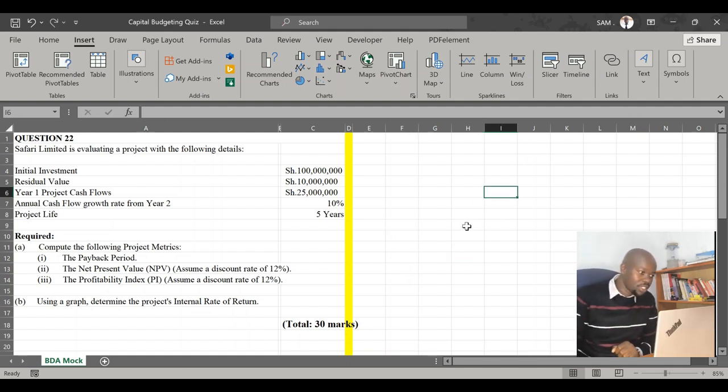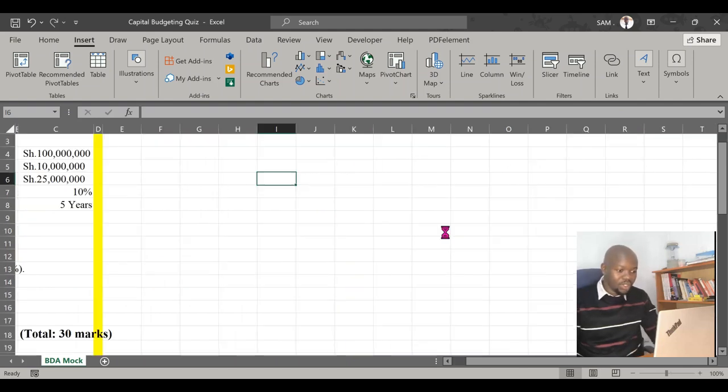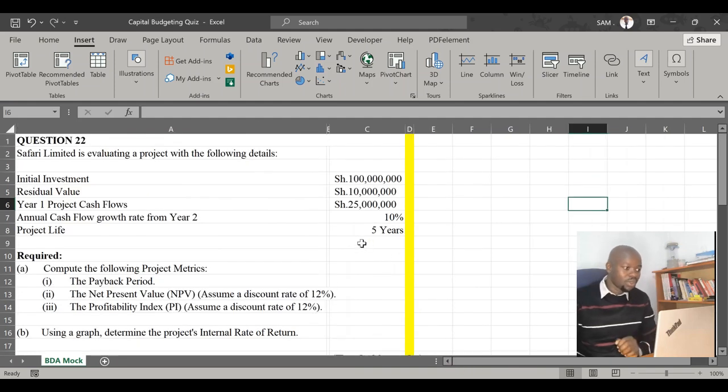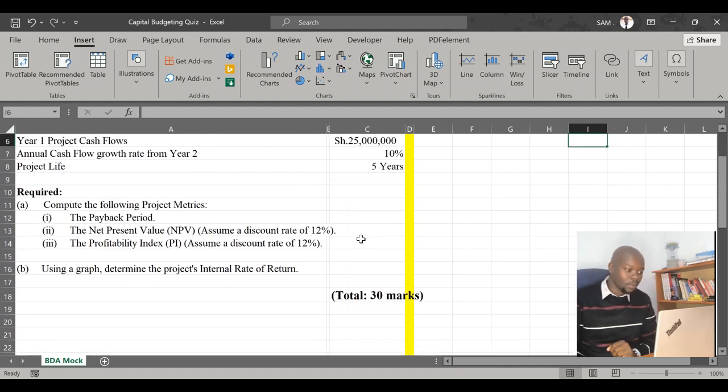The question says, Safaricom Limited is evaluating a project with the following details. Initial investment is 100 million. Residual value is 10 million. Let me just zoom my screen so that it can be big enough. Okay. We've been given year one project cash flows, then annual cash flow growth rate from year two at 10%, then project life is 5 years.